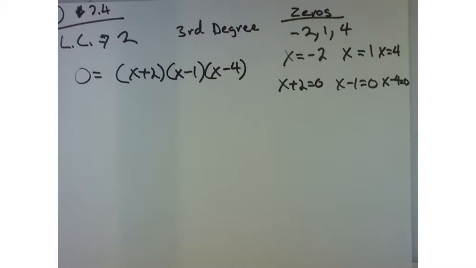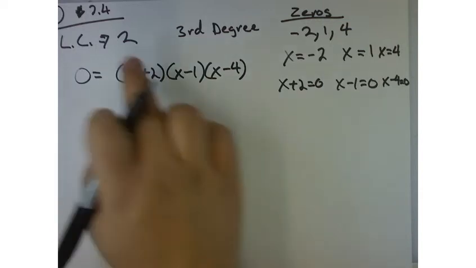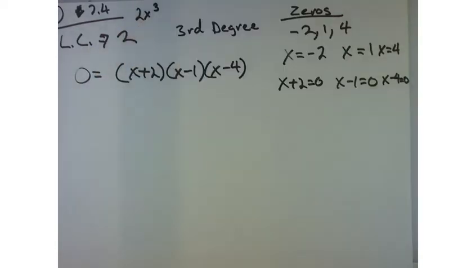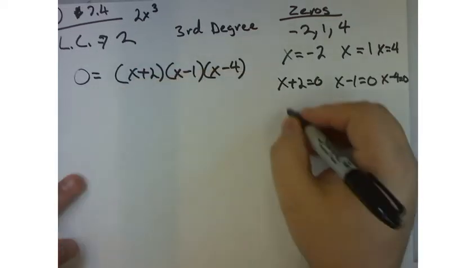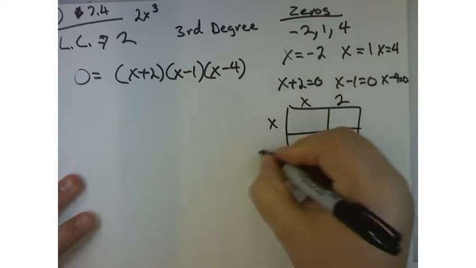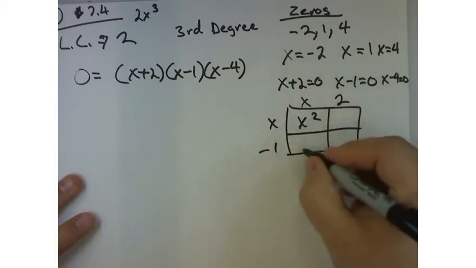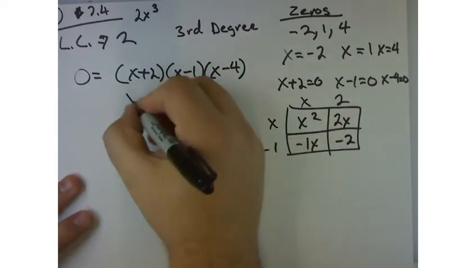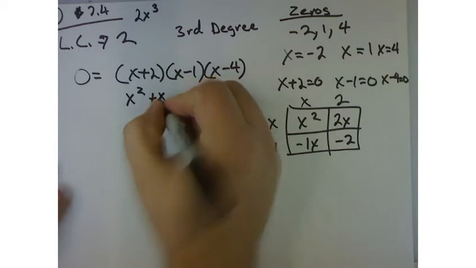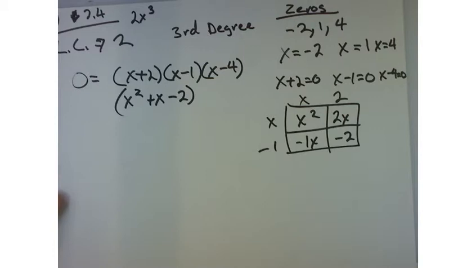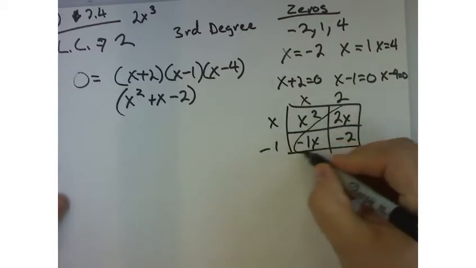The problem is it has a leading coefficient of 2, which means it should have the term 2x cubed as the first term. So let's multiply this out and see what we get. So if I take x plus 2 times x minus 1, I get x squared minus 1x plus 2x minus 2, or x squared plus x minus 2. Is that right? Because you combine the like terms, right?